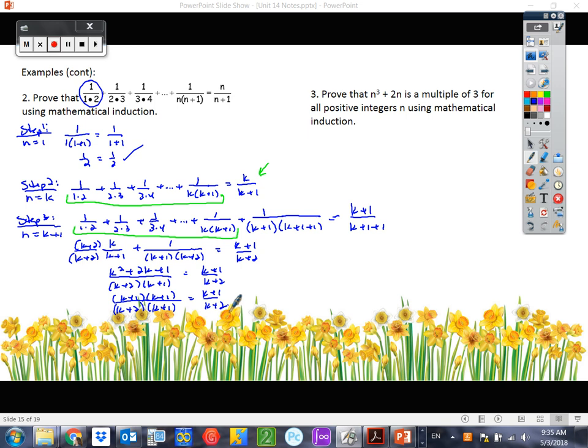And so we see what we can do. We can cancel. And so now, voila, for the final step, k plus 1 over k plus 2 does in fact equal k plus 1 over k plus 2. Check. I like that check. A check is like, woo, we're done.